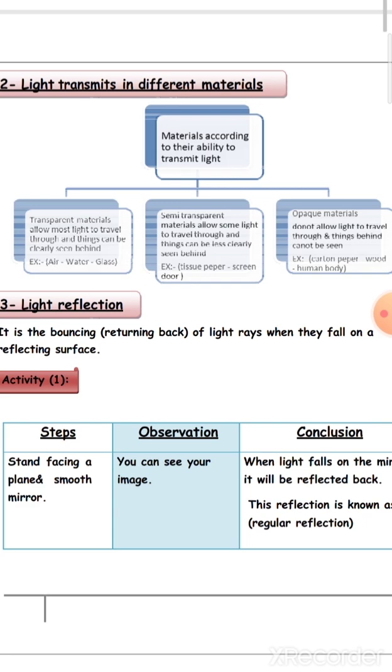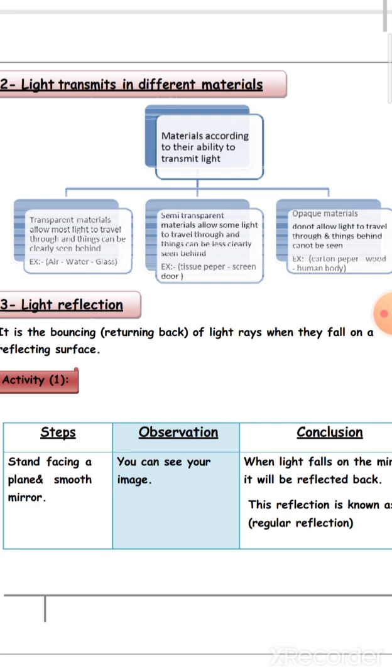The third property that we're going to take is the light reflection. If you have a book in front of you, how can we see the book? The light will fall on the book, and then the book will reflect the light to our eye. So what's meant by the light reflection? It means the returning back of light or bouncing.